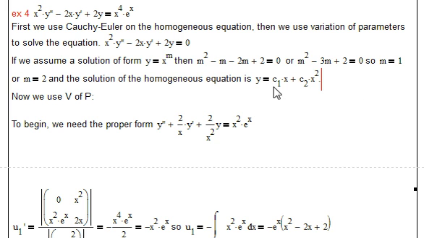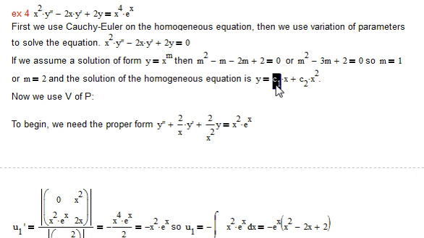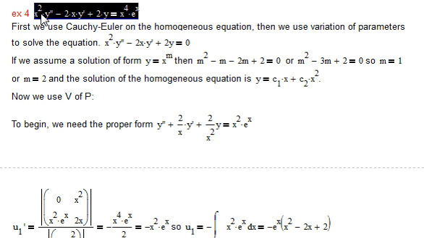Now, variation of parameters, we're going to find a function instead of a number for this, and a function instead of a number for this, and make our yp out of that. So first of all, we've got to get the proper form. Take this equation, divide everything by x squared. If we're going to use variation of parameters, we've got to do this.